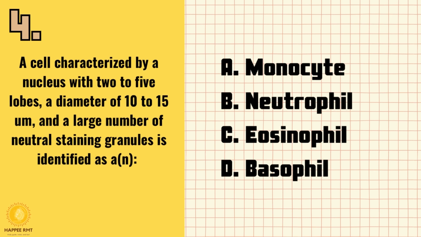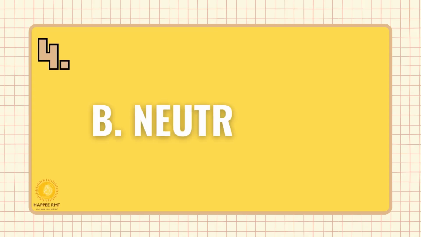Number 4. A cell characterized by a nucleus with 2 to 5 lobes, a diameter of 10 to 15 µm, and a large number of neutral staining granules is identified as A. Monocyte, B. Neutrophil, C. Eosinophil, or D. Basophil. Time's up. Answer is B. Neutrophil.